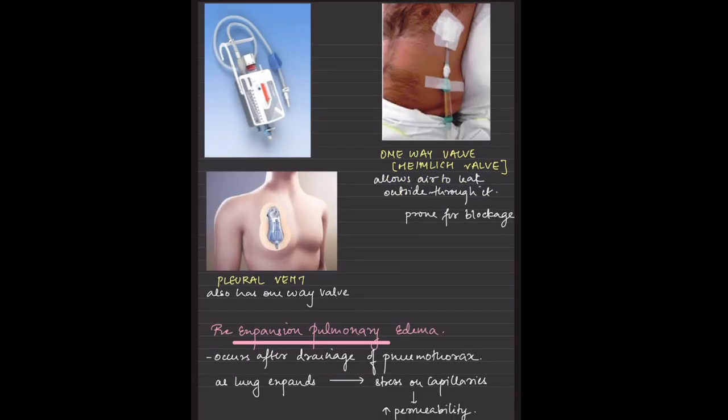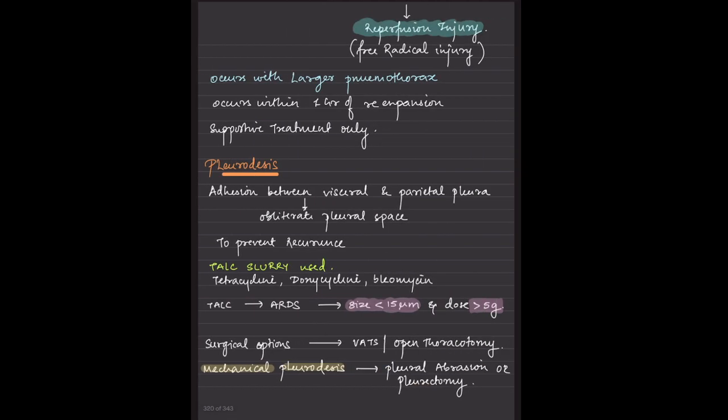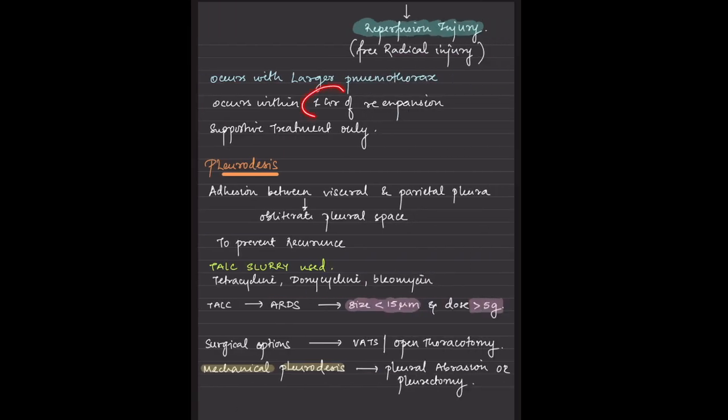And coming to one of the complications that we are not aware of, the re-expansion pulmonary edema. Now, what happens when we insert an ICD in a patient? There is a stress on the capillaries as well, and these capillaries cause an increase in permeability, and thus there could be pulmonary edema. So the patient should undergo supportive treatment for re-expansion pulmonary edema, and this occurs within 1 hour of re-expansion.